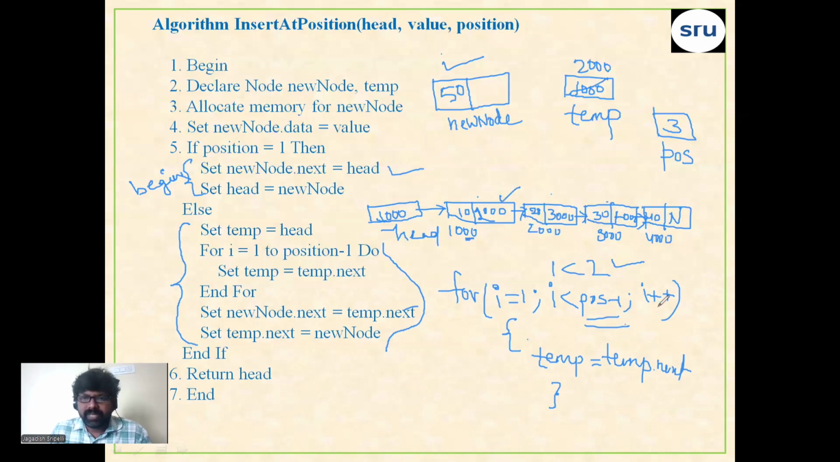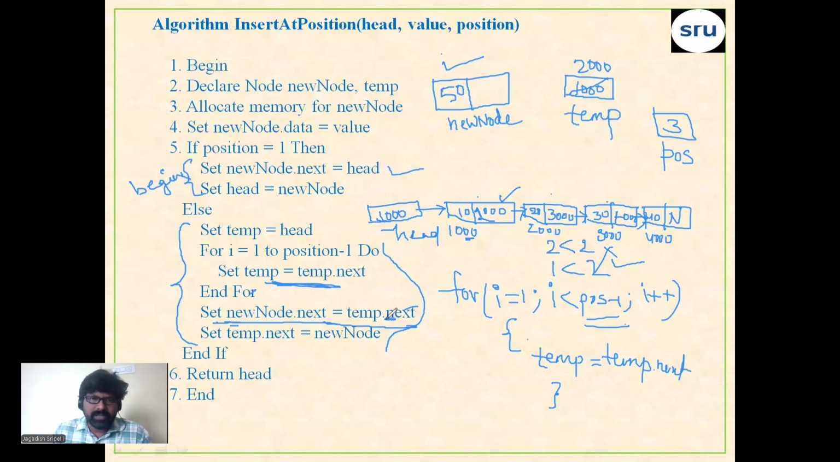Okay, next, i plus plus means 2. 2 is less than 2? Condition fails. After this, the condition fails, so there is no need to increment the temp value, no need to move to the next node. So we move to the next statement. Why? Because the loop condition is false.